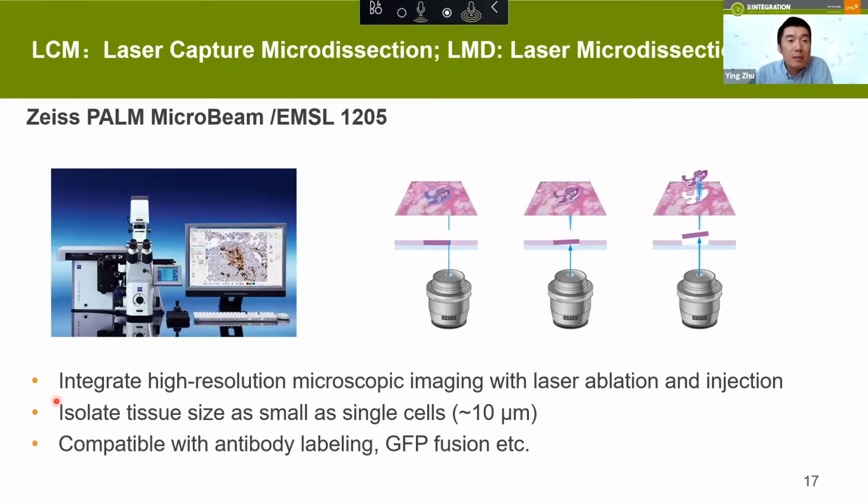Another cell isolation technology we are using a lot is laser capture microdissection. Another name is LMD, laser microdissection. Different vendors use different names. The one we are using is this one.